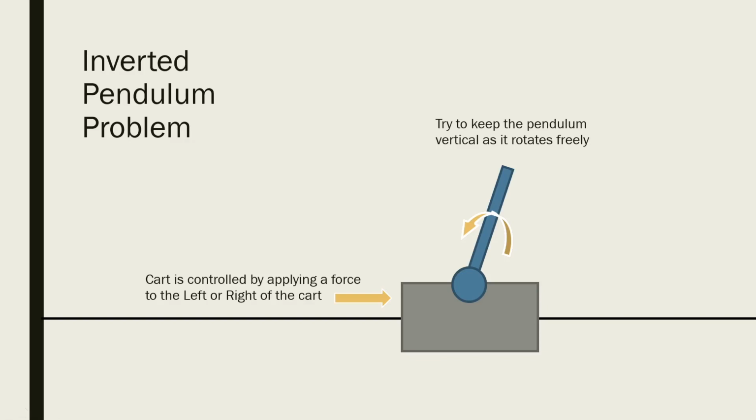To recap the inverted pendulum problem, you're trying to balance an inverted pendulum using a cart that the pendulum can freely rotate upon, by pushing a force left or right on the cart, and that's what the neural network will do to control the cart and balance the pendulum.